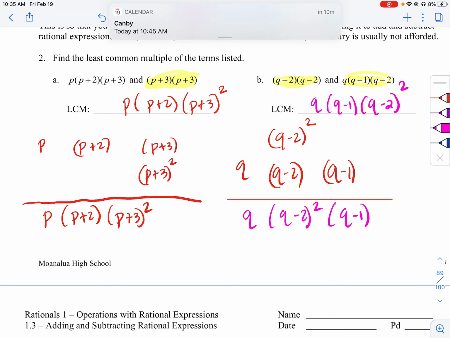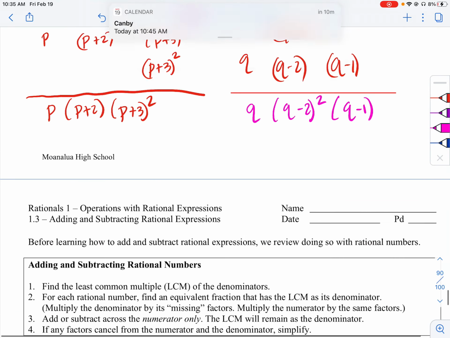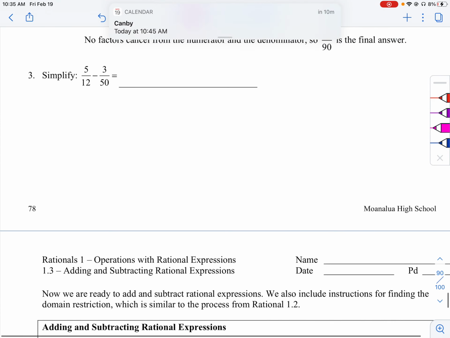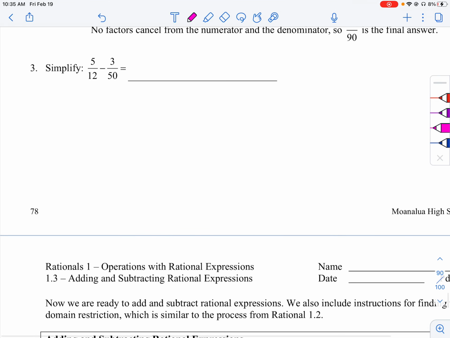Now, we are going to actually try to solve a fraction. So let us take a look here. We have 5 over 12 minus 3 over 50. First, we have to find the least common multiple. And we cannot just say, what I've learned from the past is I just multiply 12 and 50. If I multiply 12 and 50, I will get 600. But mind you, 600 is a common multiple, but it is not a least common multiple. So we have to find the least common multiple.